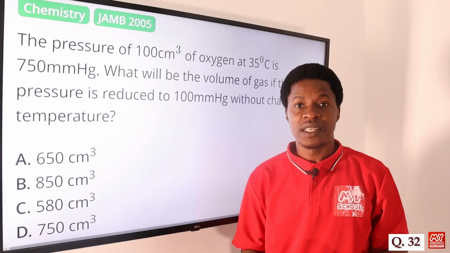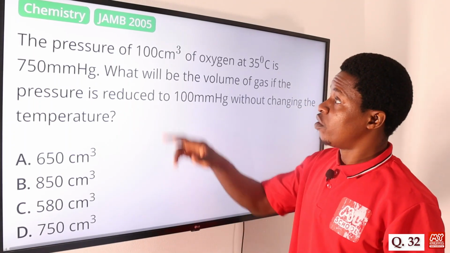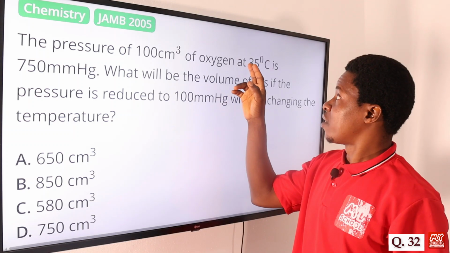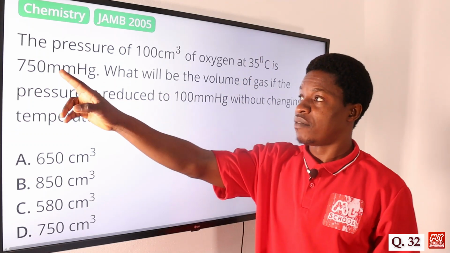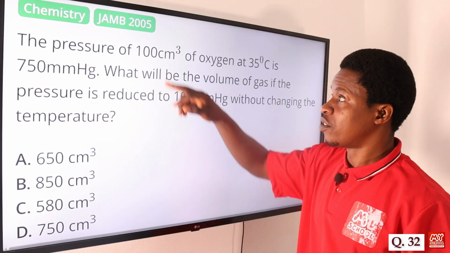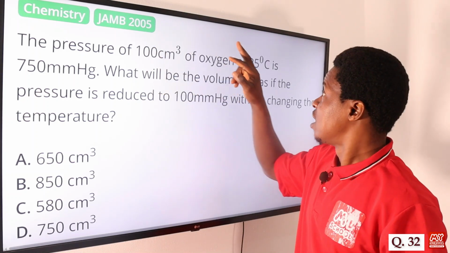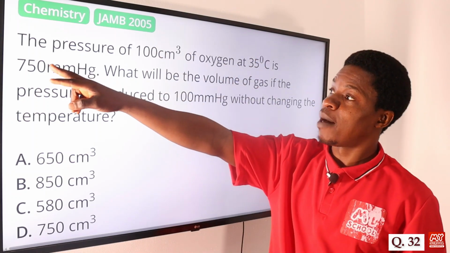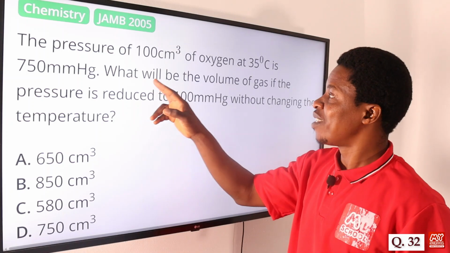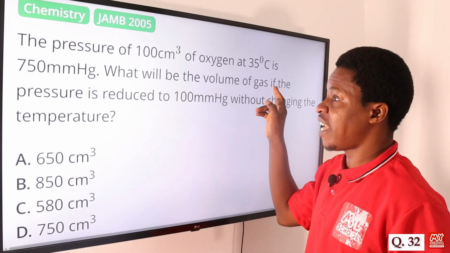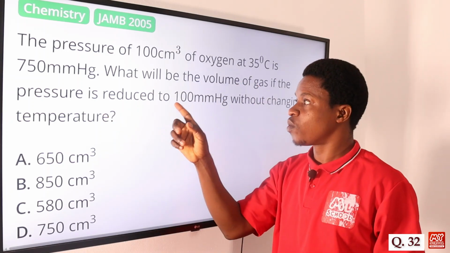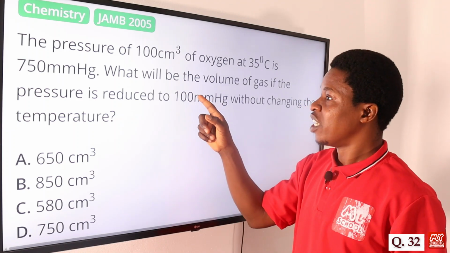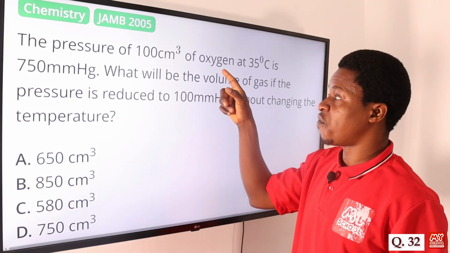On to question number 32. The pressure of 100 cm cube of oxygen at 35 degrees Celsius is 750 millimeter mercury. Okay, so of course, this is volume V1, this is T1, and this is P1. So what will be the volume of gas if the pressure is reduced to 100 millimeter mercury? So this is P2. We have to find V2.